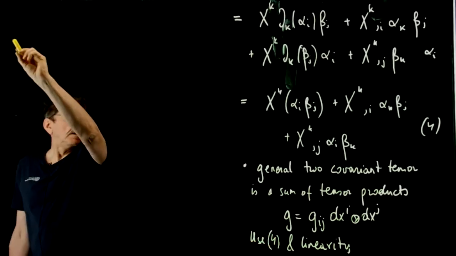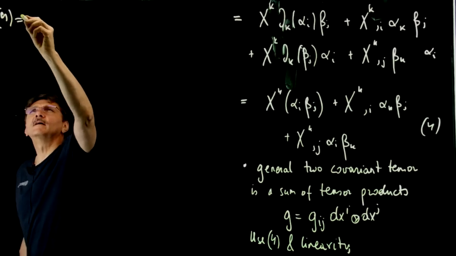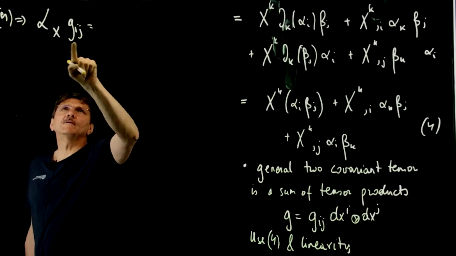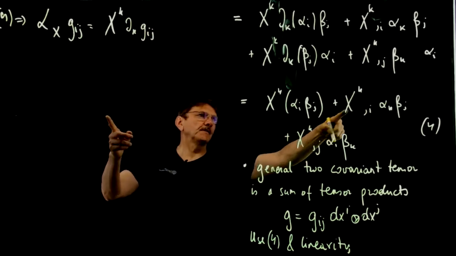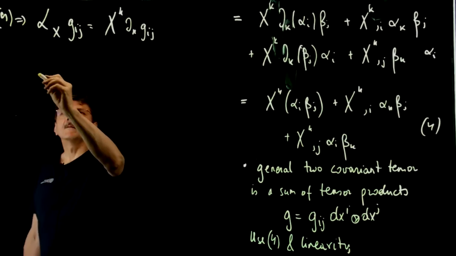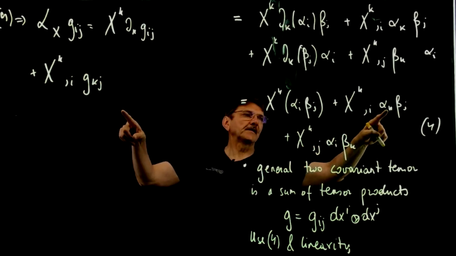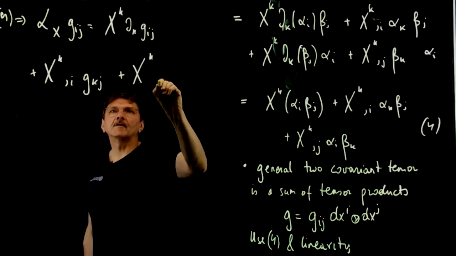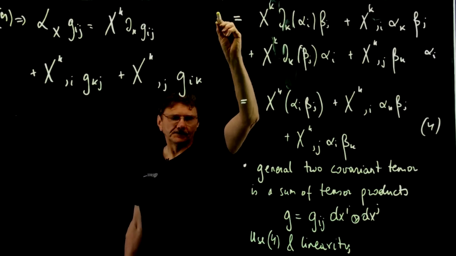Yes, so this implies Lx Gij will be one term where X differentiates the coefficients, and there'll be two terms with a plus, where you're just contracting with the first index, and another correction term where you're contracting with the second index. Just a small thing. In the first summand of four, I think you forgot del k. Yes, thank you very much. Thanks a lot.